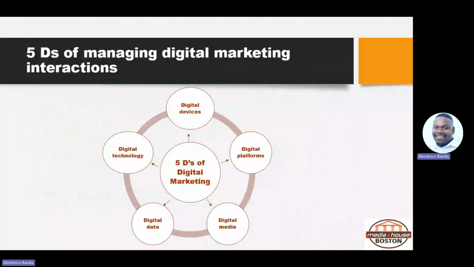Right now, I'm interacting with you having the content on the screen. Okay, without content, there is no digital interaction. The content can be in form of text. The content can be in form of images, video, still images, or motion images. Okay, so you need a media.